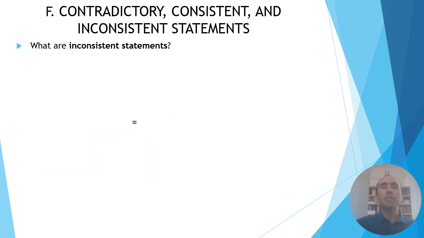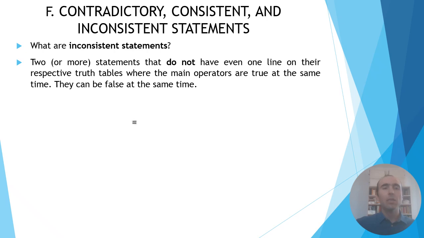Now, what are inconsistent statements? They are two or more statements that do not have even one line on their respective truth tables where the main operators are true at the same time. They can be false at the same time.